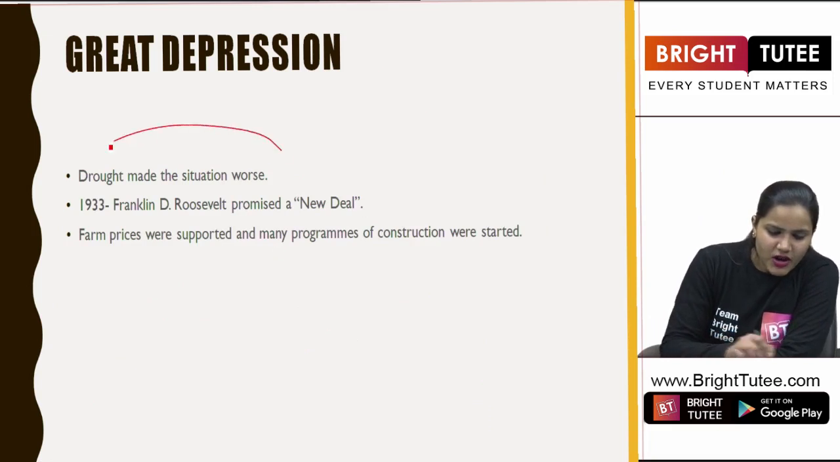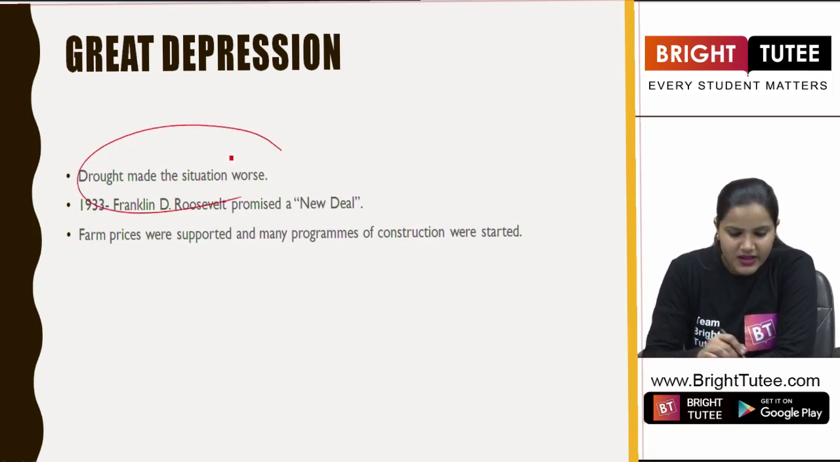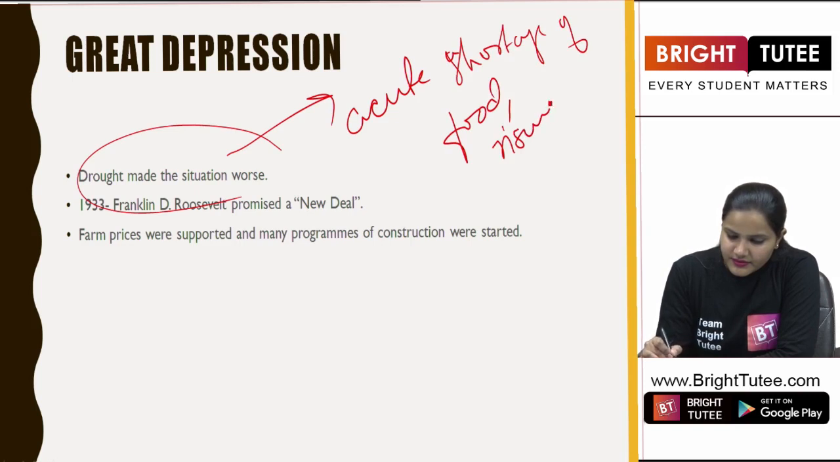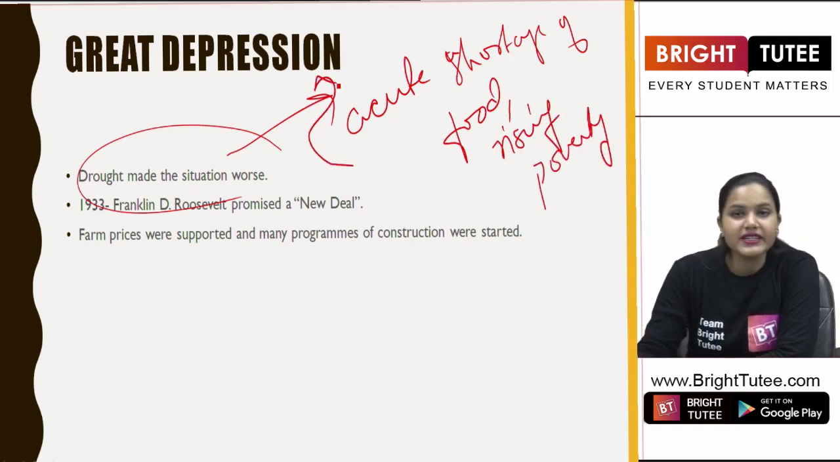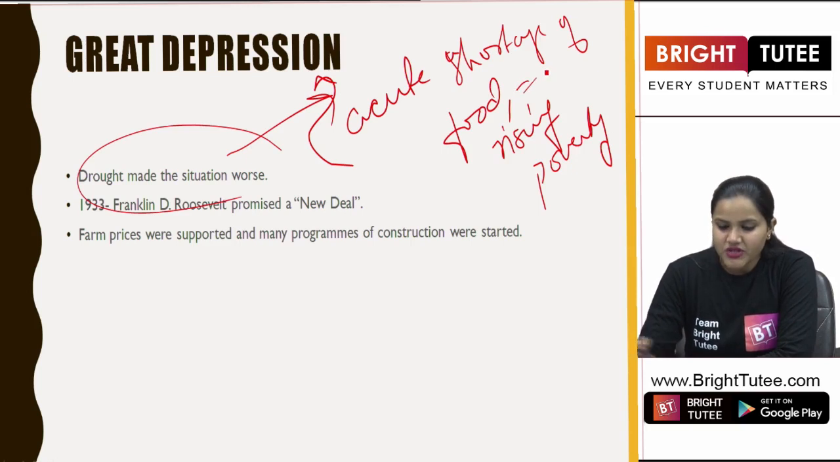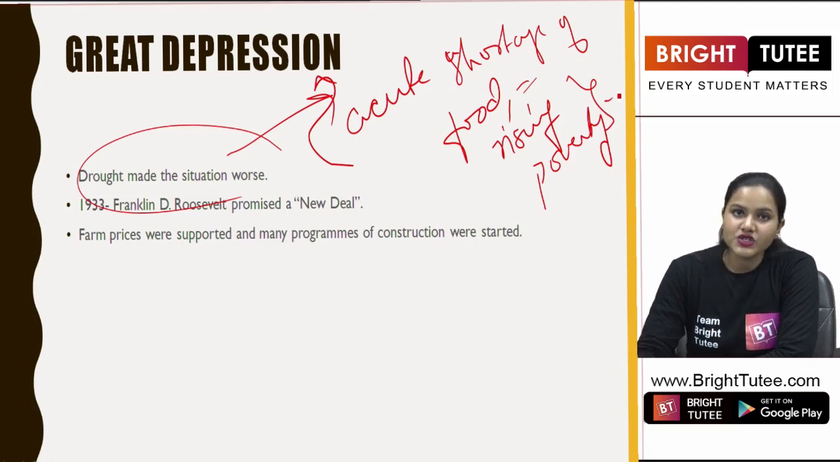Apart from this, drought made the situation worse. Acute shortage of food and rising poverty were some other reasons, students, that also aggravated the Great Depression, right? There was already an economic crisis happening worldwide, but apart from that, there was not sufficient food, the prices were falling, and also there was rising poverty in that condition because people were not employed.